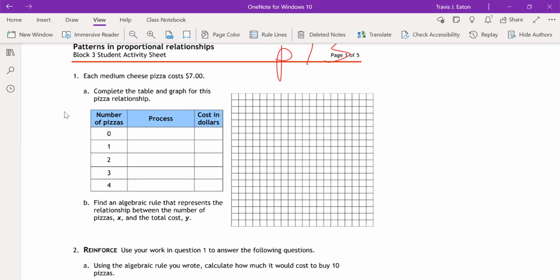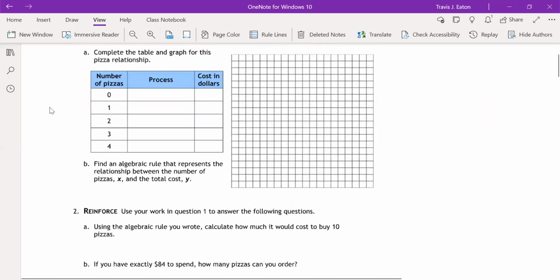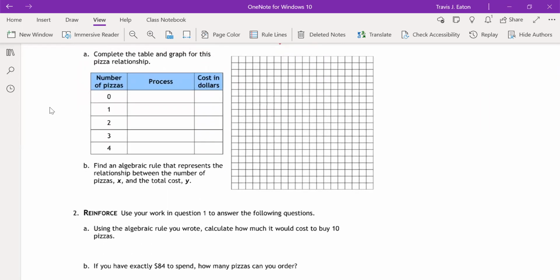particular pizza relationship. So if we buy 0 pizzas, well, how much would that cost? Well, that would be 0 multiplied by 7, right? Which would be 0. If you don't buy a pizza, you shouldn't have to pay for anything, correct? All right, sure. And then if you buy 1 pizza, that would be 1 times 7, which would be $7. Sure, it would. 2 pizzas multiplied by $7 each should be $14.